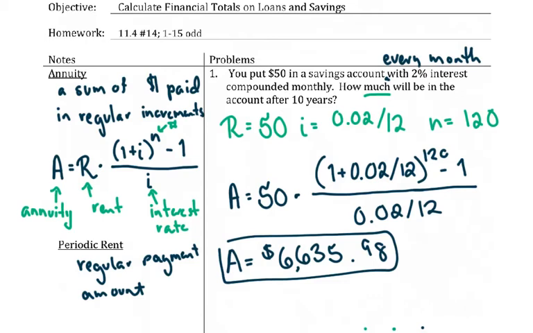You can check that on your calculator. Please pause the video. Make sure that you can get that correct answer. And for those of you who are interested, you'll notice that this is then by interest: 50 times the 120, which you put in yourself, and you also earned $635.98 in interest. So that's how you'd use the formula. Let's look at another type of problem.